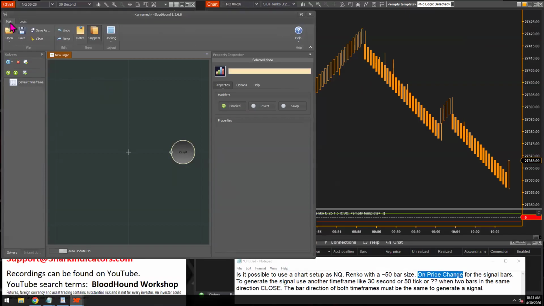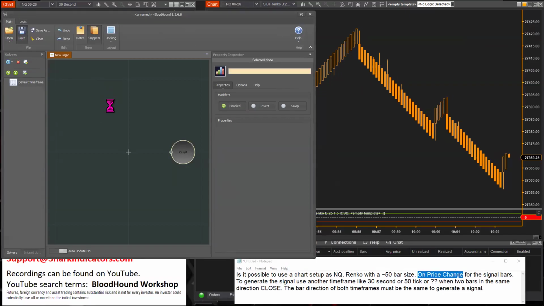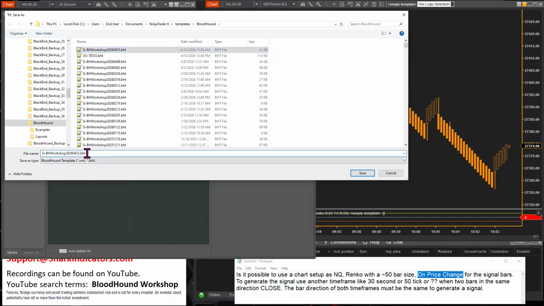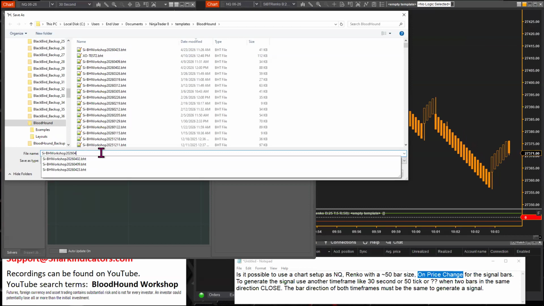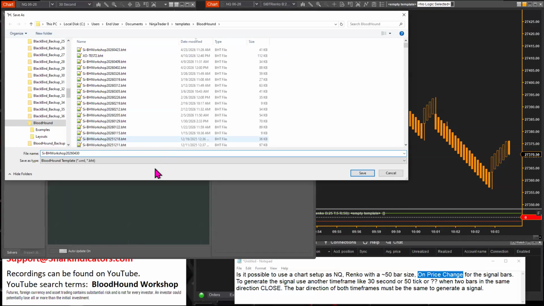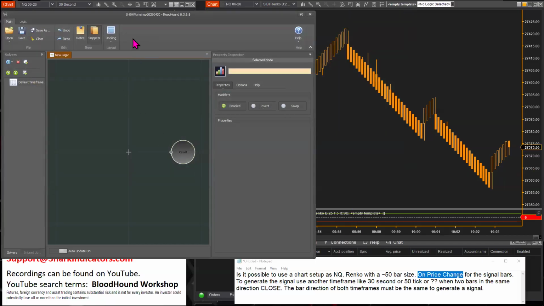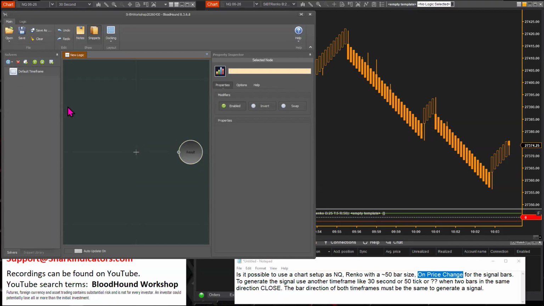First things first, let's save a file name. There we go. Now that we have today's date in, we can get to work here. There we go, stretch that open.